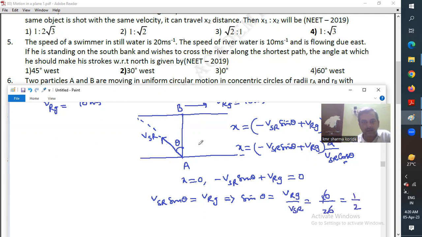Now, sin theta is equal to 1 by 2 means theta is equal to 30 degrees. So the answer is 30 west, because the river is flowing east. So you have to start moving. The shortest path means what? With the vertical, it should be 30 west. So the second option is correct.